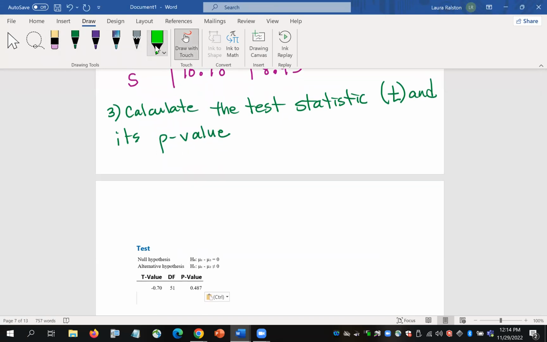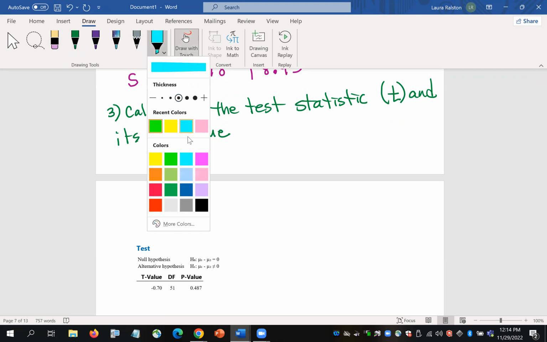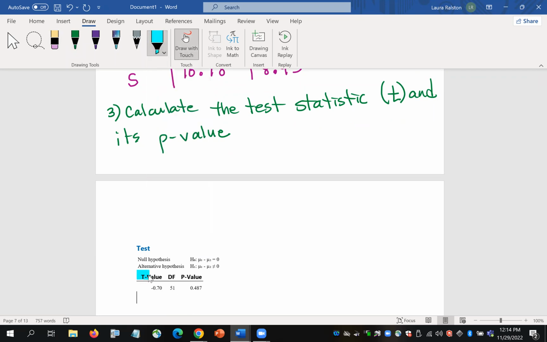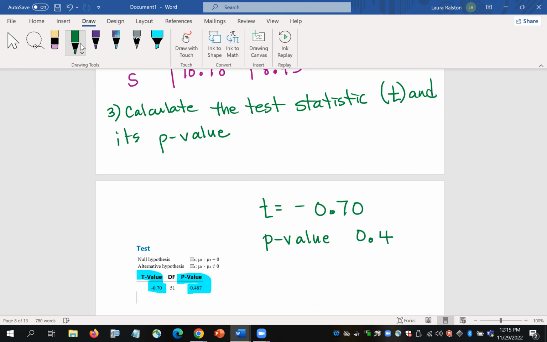From the test that we conducted, we get our t-value and our p-value. It's given in that printout. So we record it. My t-test statistic is negative 0.70. My p-value is 0.487.